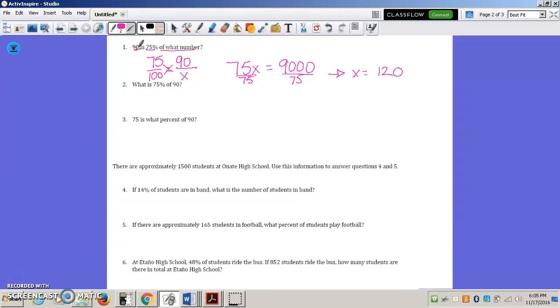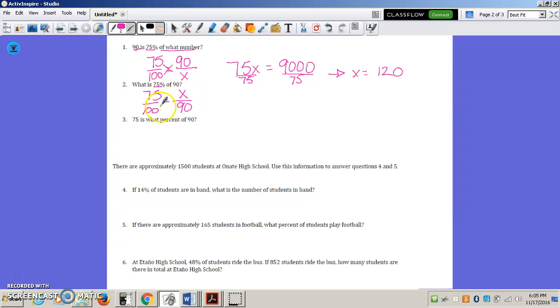Now the next question says, what is 75% of 90? Now you're thinking, well, isn't that the same question you just asked me? And the answer is no. I'm not asking you the same question. They might be the same numbers, but this is not the same question. So again, we're seeing 75%, so I'm thinking that's 75 out of 100. But now here we see of 90. Of, again, means the larger portion, so we're thinking 90 is my larger number, and I'm missing something here.